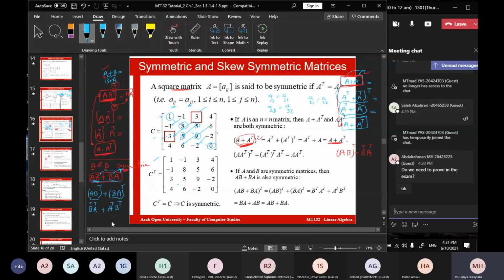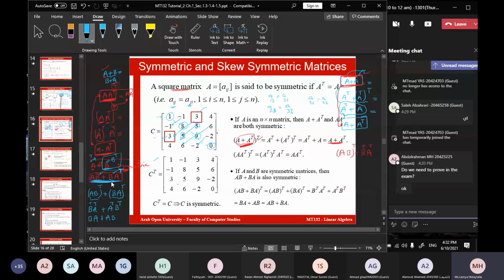Am I done? Definitely no. Why? We want to reach here, AB plus BA. But how can I reach there? He told me from the beginning that A is symmetric. What's the meaning of symmetric? That A equals its transpose, and B is equal to B transpose, correct? Now we use the property that he gave us. طيب, يبقى B transpose I can write as B, and A transpose I can write as A, because A transpose is also equal to A.